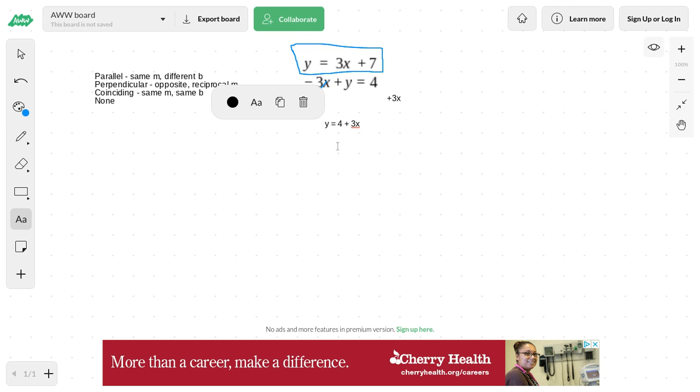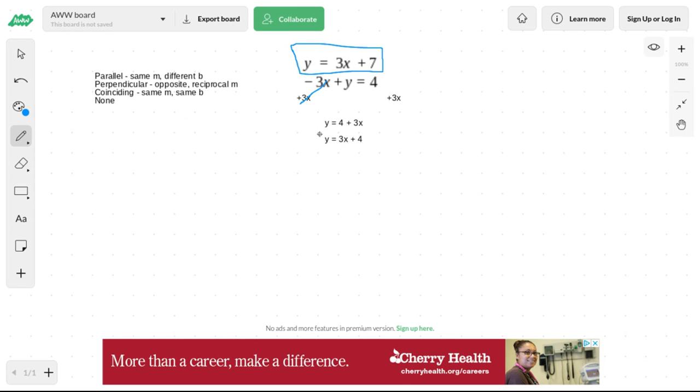Now this is almost y equals mx plus b, but not really in the right order. So I just want to move it around and get y equals 3x plus 4. So now I can put a box around this one. This is in y equals mx plus b. And I want to compare my two functions.